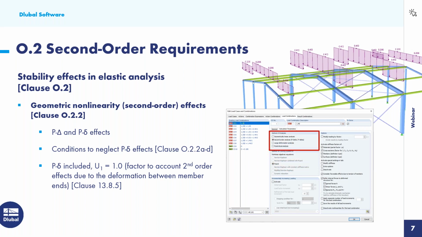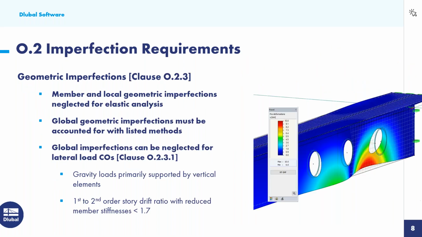Our method of analysis is a second order analysis for load combinations that will consider both big P-delta and little P-delta automatically. So we're going to meet these requirements set forth here within Annex O. So moving on to our second requirement, and this refers to geometric imperfections given in O.2.3. The code says that member and local geometric imperfections actually can be completely neglected for an elastic analysis.